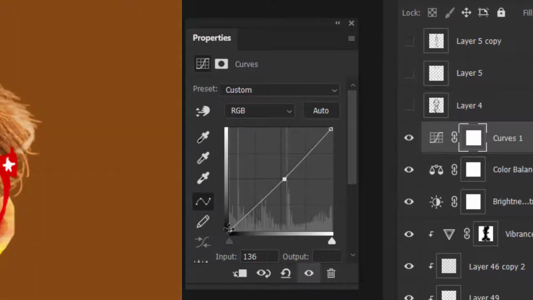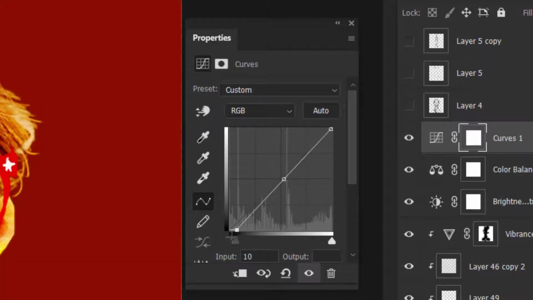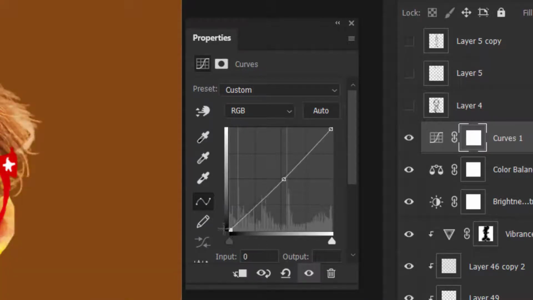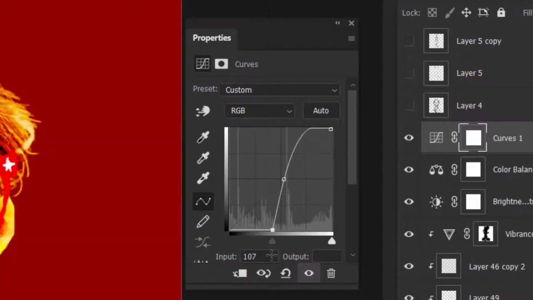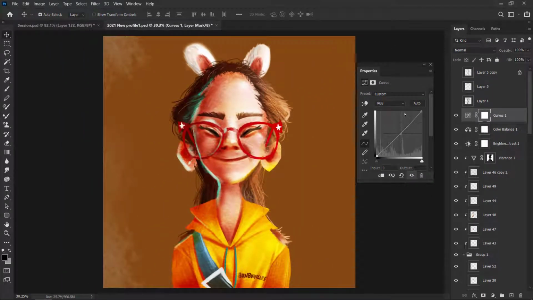Most of the time, I don't have any goals when I do these filter adjustments. I'm just exploring and trying to find which is the best adjustment that feels better to my drawing. Explore the curves and see if it makes your illustration better.